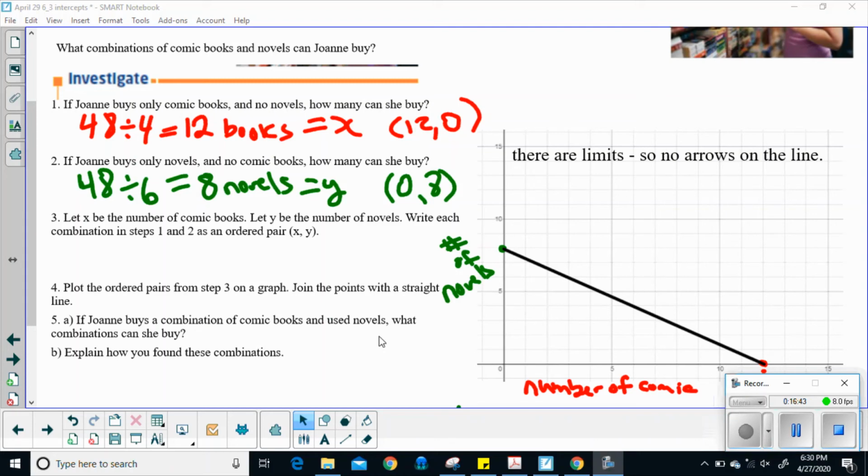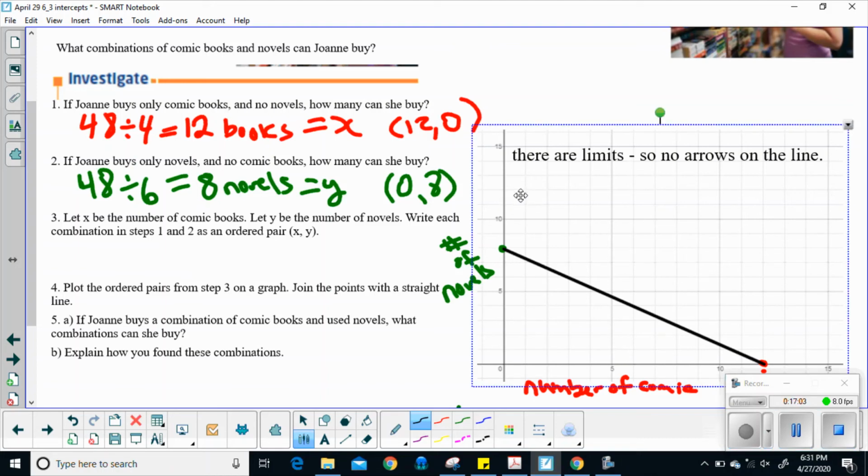All right, so let's look at the combinations that are possible. There's a number of ways we can do this. We can see if we can find some nice points on the line. Remember, if it's a part point, it's not going to count, right? You can't have half a book. One way to do this, we can look at our slope. Our slope could be really helpful. And why is that? Well, let's look.